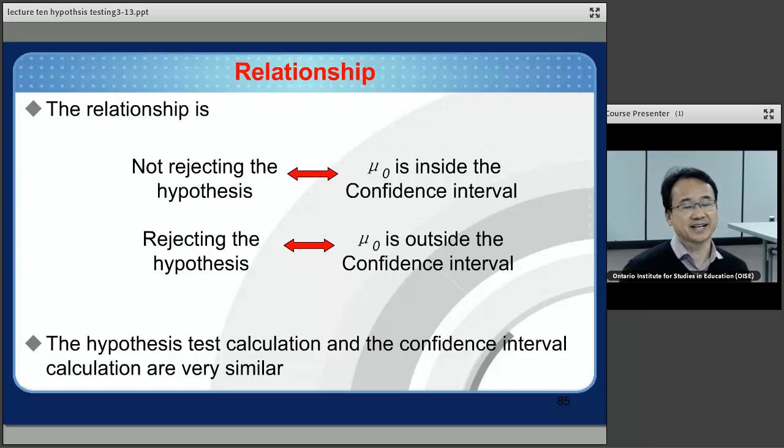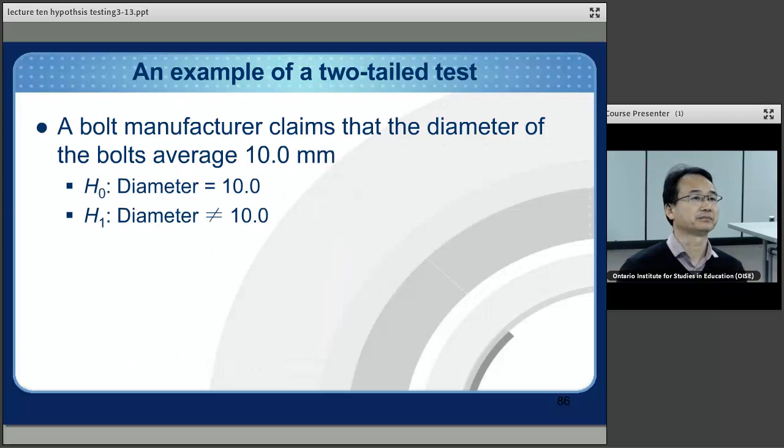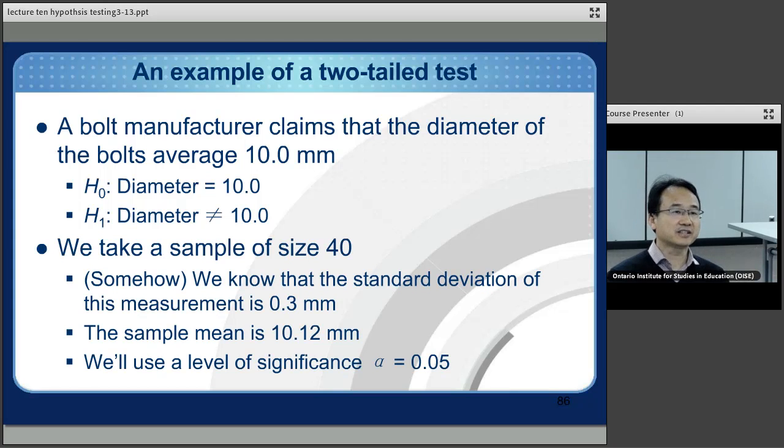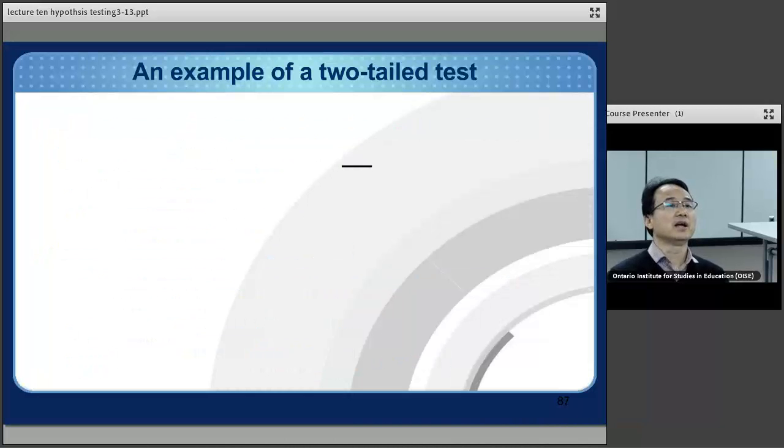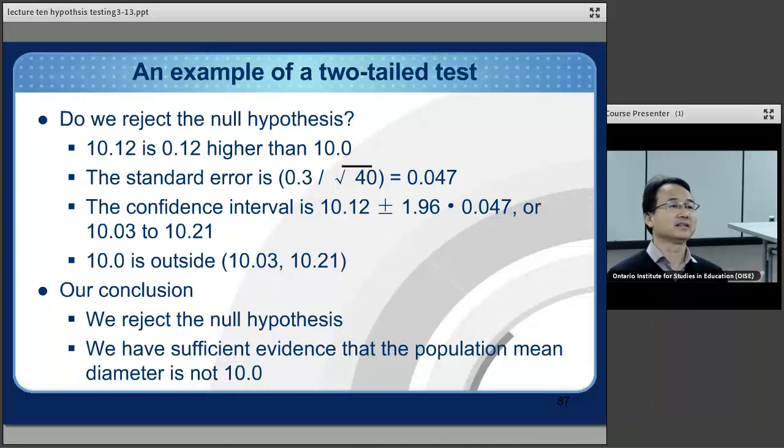So the hypothesis test calculation and the confidence interval calculation are very similar. Now let's look at an example. We are familiar with this example from when we used the z-test. The first step, we need to make the two types of hypotheses and take the sample mean and the significance level. And in this way, we use the confidence interval estimation to estimate the population mean.